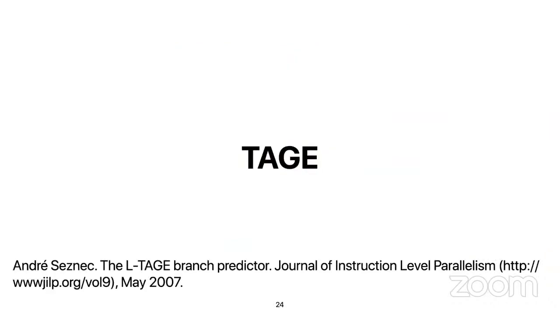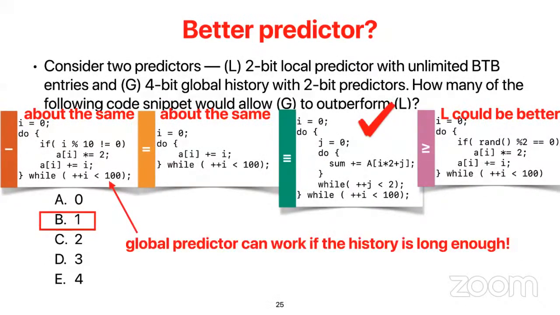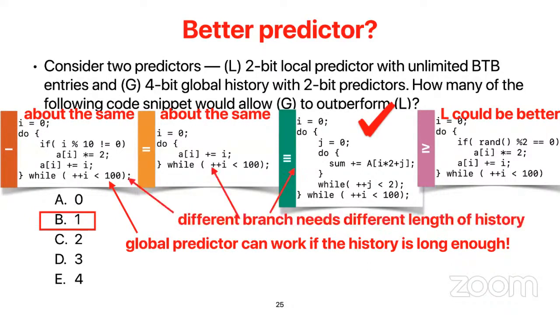But these are advanced predictors, combinations of different predictors. Can we make the global predictor better in a certain way? Because if you look at the previous question, we do have the issue that the global predictor cannot work very well if the history is too short. And if you look at the other code where the global predictor can work somehow, each of them would require a different length of history.